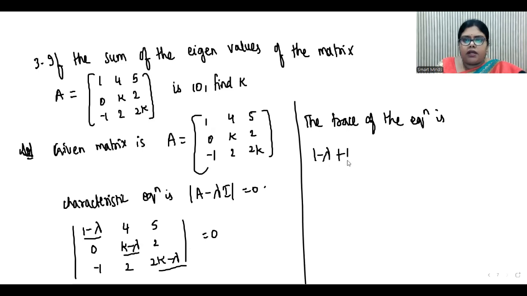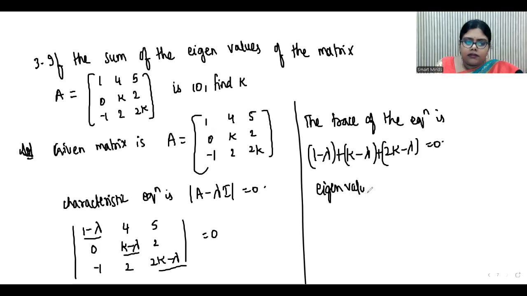So 1 minus lambda plus K minus lambda plus 2K minus lambda is equal to 0. So you will get minus 3 lambda plus... Instead of doing it like this, if we categorize it like (1 minus lambda), (K minus lambda), (2K minus lambda) is 0, from here we will get the eigenvalues. Eigenvalues are lambda is equal to 1, K, 2K.